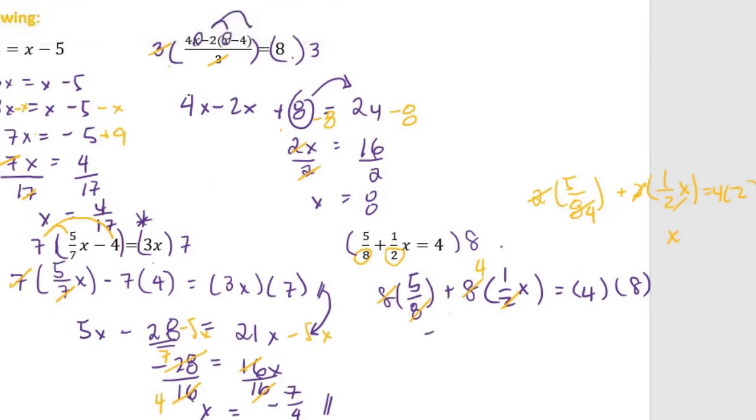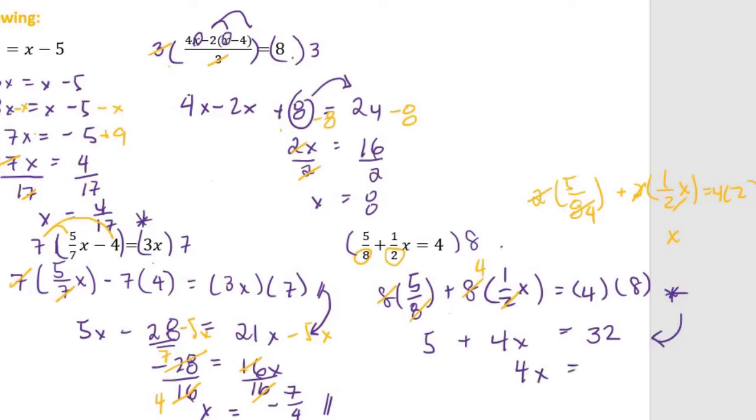So what do we have left? From the first term, we have a 5. From the second term, I have 4 times 1x, so positive 4x. And on the right-hand side, 4 times 8 is 32. So again, we had one line that was a little bit more involved, but it simplifies our equation dramatically.